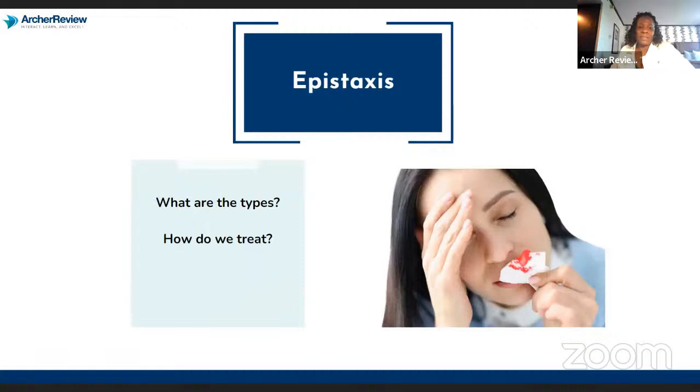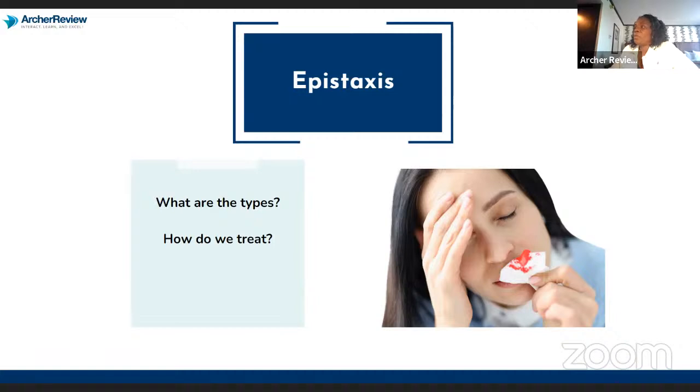Okay, epistaxis, nosebleeds. Here's a picture that you definitely have to have seen before. When people have nosebleeds, you probably had your own nosebleeds. This occurs most commonly in the anterior portion of the nose. That is called Kesselbach's plexus, and it's very common among children ages 2 to 10.